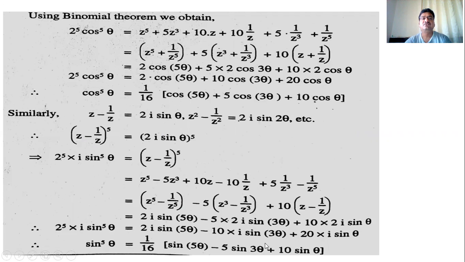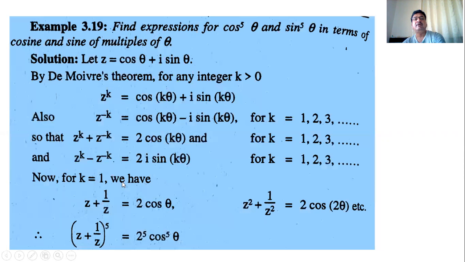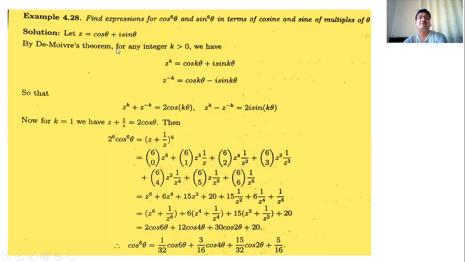So this is an important problem for the exam. What is the problem? Find the expression for cos raised to 5 theta and sin raised to 5 theta. If the problem is for the expression for sin raised to 6 theta and cos raised to 6 theta, then the procedure is the same, only take the 6th power of both sides. If the problem is for cos raised to 7 theta and sin raised to 7 theta, then take the 7th power of both sides. So the next problem is for cos raised to 6 theta and sin raised to 6 theta. All the procedure is the same.